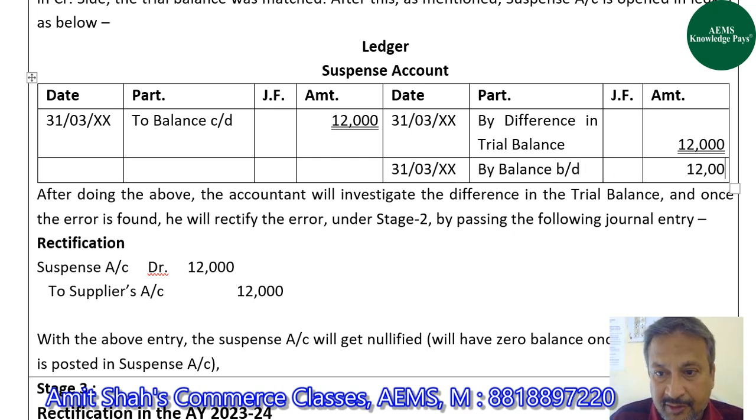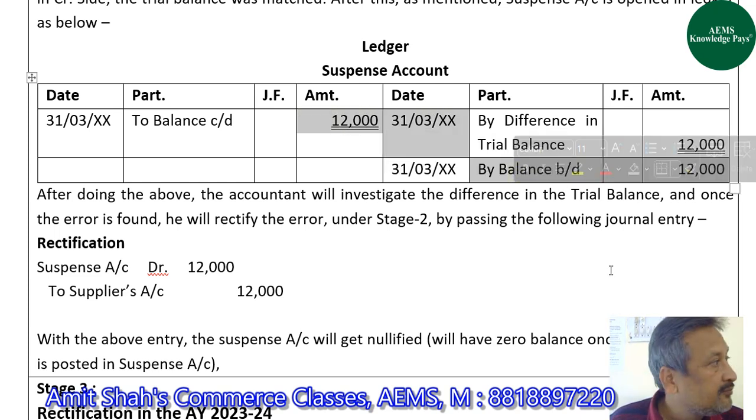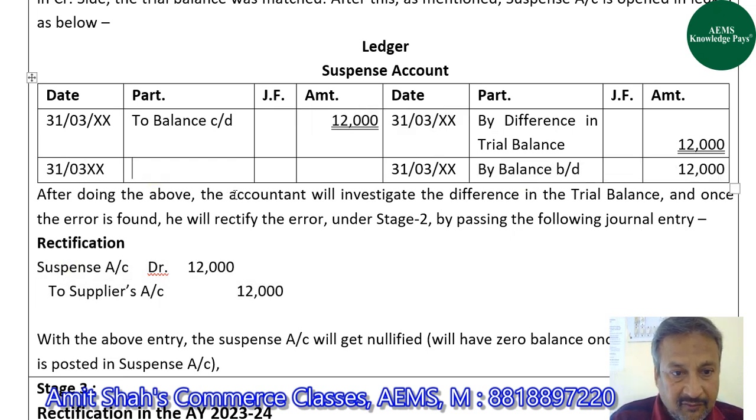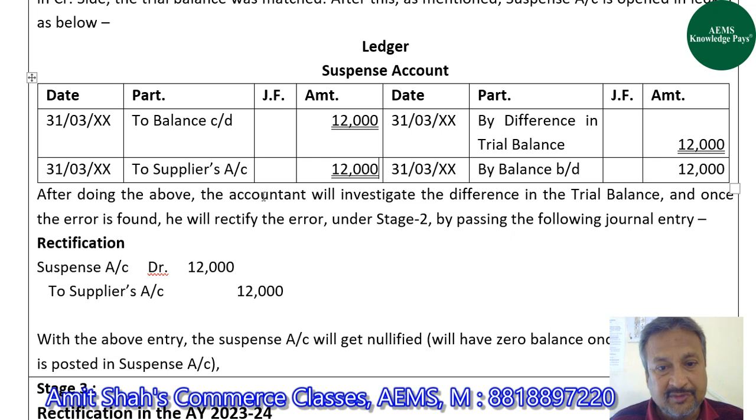Supplier's balance brought down, how much? 12,000. The same balance has come here, right? And now he will post this entry. So on 31st March, whatsoever is the year, on the debit side of suspense account, he will write suppliers account with rupees 12,000. Now suspense account does not have any closing balance at all. Am I clear?